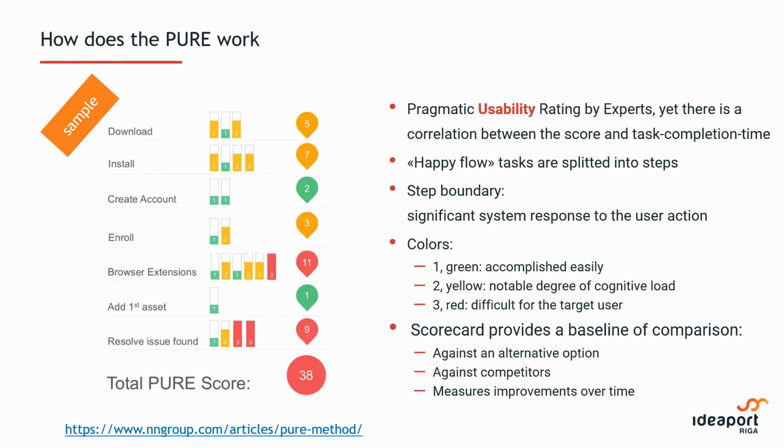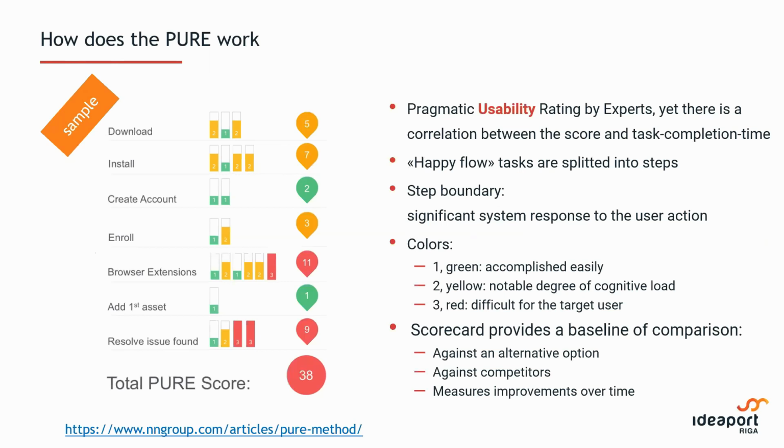And the idea is that we assign colors and numbers. If we rate a task with 1, which is also green color, it means that it was very easy to accomplish the task. If we rate it with 2 or yellow, it means that there was some notable degree of cognitive load the user had to go through in order to perform it.